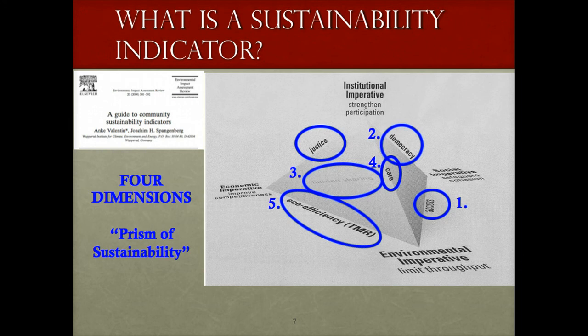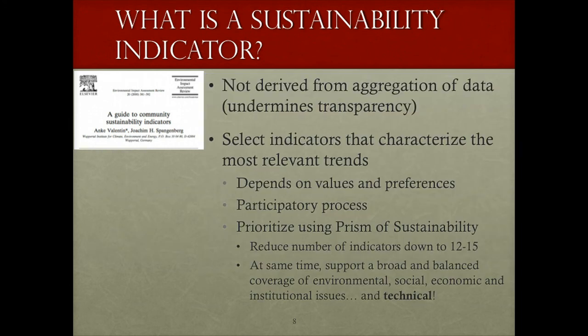The authors also state that a sustainability indicator should not be derived from the aggregation of data, because this undermines the requirement of data transparency. Also, we should select indicators that characterize the most relevant trends. This was part of the directionally clear requirement, and as mentioned before, this depends on the values and preferences of the decision maker. Therefore, the development of sustainability indicators should be a participatory process, and the indicators themselves should be prioritized using the prism of sustainability in order to support a broad and balanced coverage of environmental, social, economic, and institutional issues. I would also add technical issues to this list.